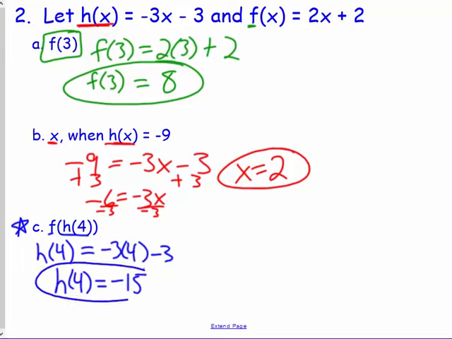So I figured out what h of 4 is. But I'm not done because I want to know what f of h of 4 is. So in this case, I want to know what f of negative 15 is. I've figured out what h of 4 is, so I can now call that negative 15.